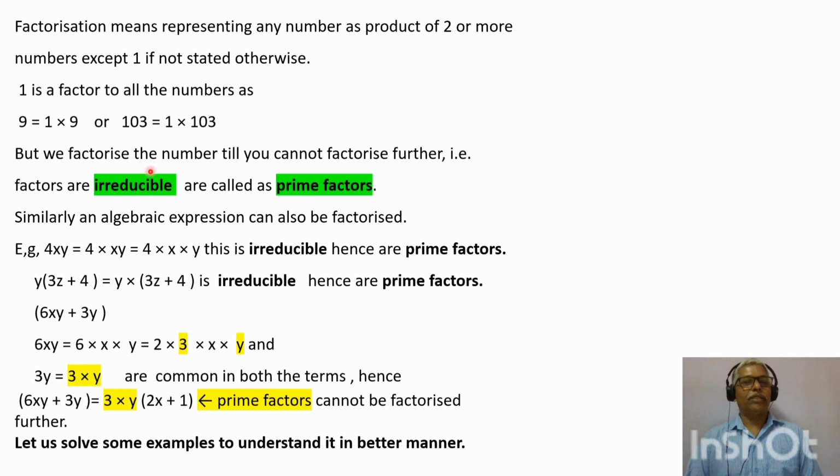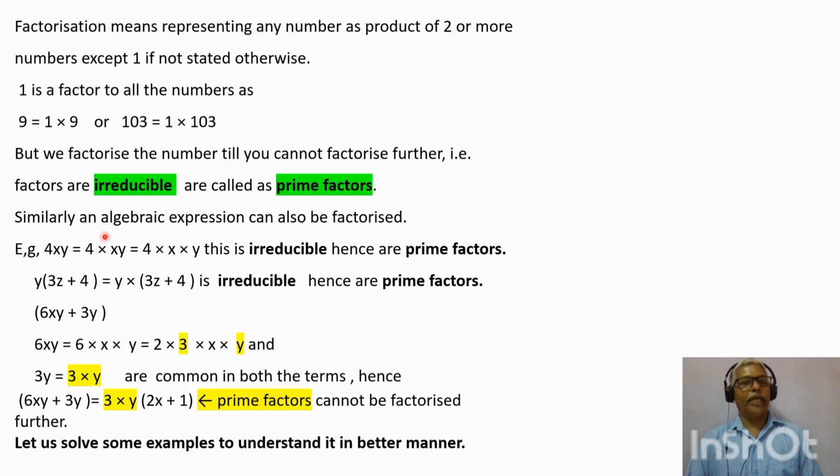But if you factorize the number till you cannot factorize further, you have to go on factorizing the numbers. You cannot factorize further, that is, factors are irreducible, are called as prime factors. So this is a formal definition of prime factors. What we have seen in the last slide was just to understand, the informal definition. This is the formal definition. Whenever a definition is asked, you have to write a definition of this type, formal definition. Okay.